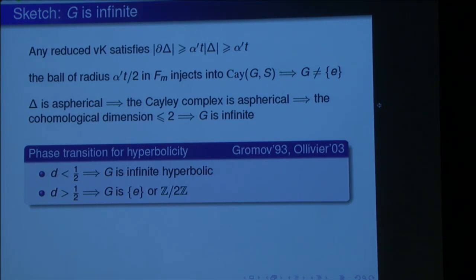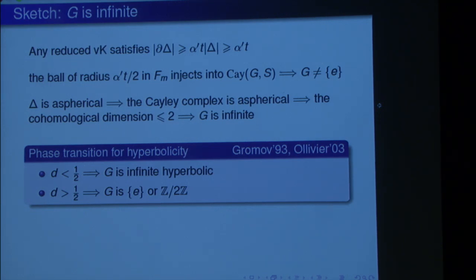If it doesn't inject, take this loop. So if it doesn't inject, it means that there are 2 points in this ball such that they go to the same point in the Cayley graph, right? But in the ball, there is some path between them. So you have some loop in the Cayley graph with some path here. So it is your Van Kampen diagram.